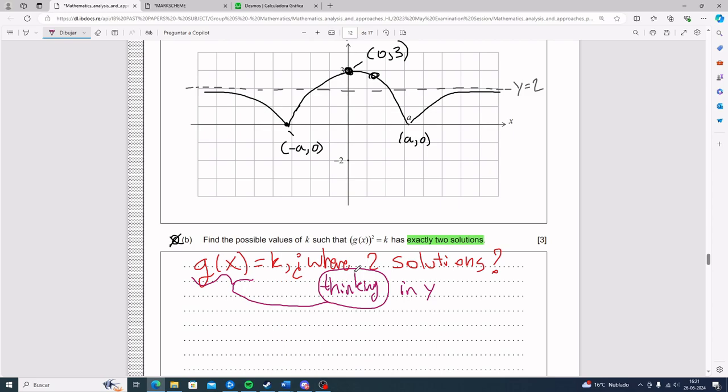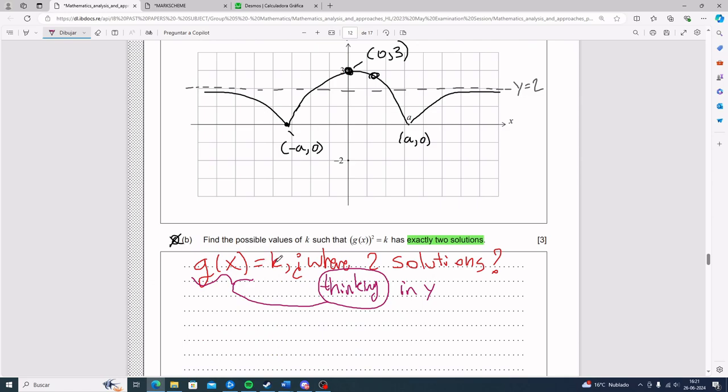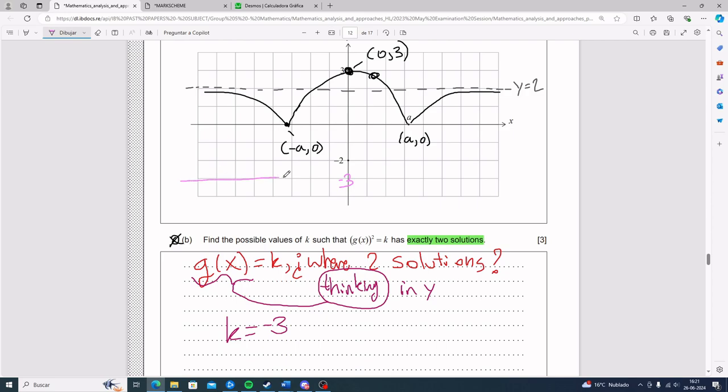So g of x equals k, where do you have two solutions? So you're thinking in terms of y because you have literally g of x equaling k. And so if you're thinking in terms of y, imagine that k equals negative 3. If k equals negative 3, that means that at negative 3, you have a line going like that. How many solutions do you have? 0, because you're not touching your function at all.